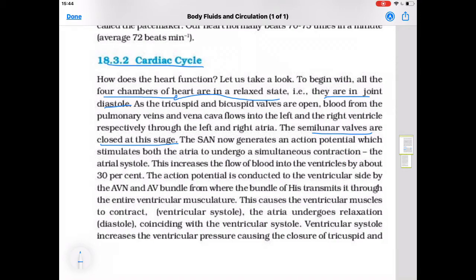The reason is to prevent the backflow of the blood. Otherwise, due to the pressure of the ventricle, blood can move back into the auricle. So to prevent the backflow of the blood, the tricuspid and bicuspid valve closes. Now the blood flows into the pulmonary artery and aorta.